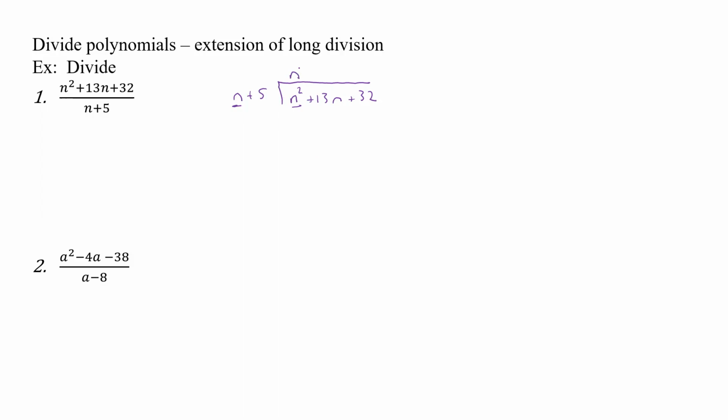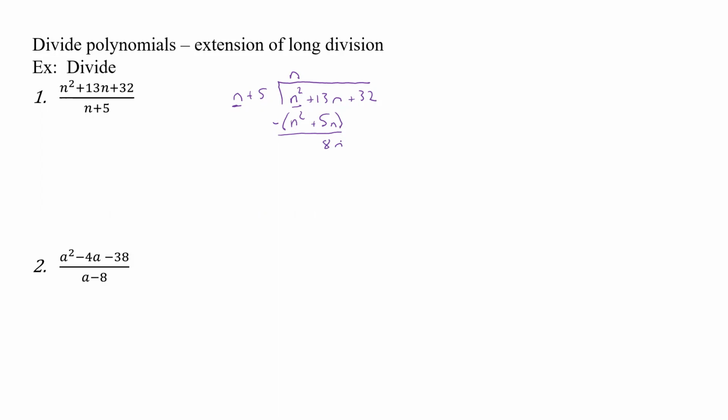So now we take this n times this binomial. So n times n is going to give us n squared. n times 5n is going to be plus 5n. Now remember, we subtract, but since we have two things now, I'm going to put parentheses around it. So then n squared minus n squared is 0n squared, so we can just leave that out. 13n minus 5n, well, that's going to give us our 8n.